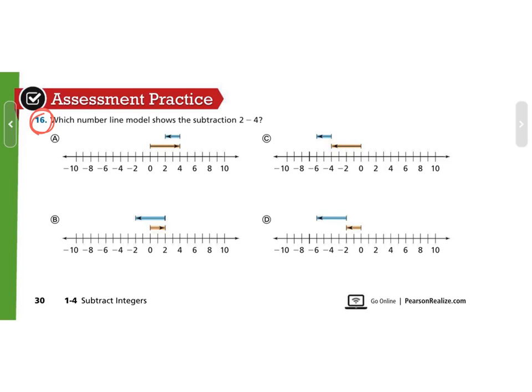And last, try question 16, the assessment practice. Which number line model shows the subtraction 2 minus 4? The correct answer is B. Notice that the number line shows a positive 2 modeled first, and then take away 4, which ends up at a negative 2.